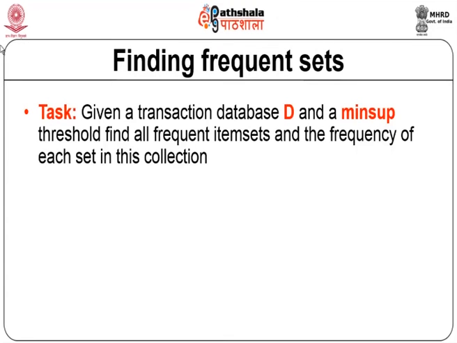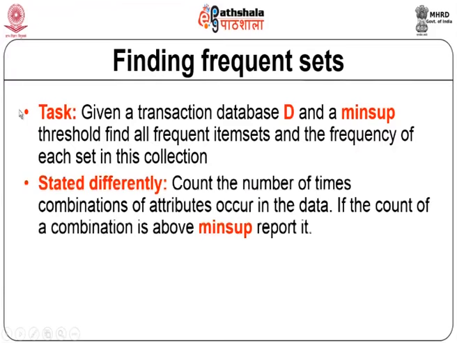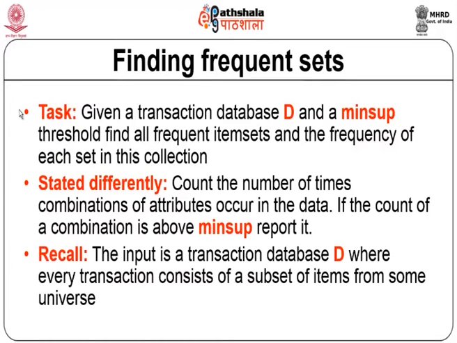Now, the task here is, given a transactional database D and a minimum support S, which will act as a threshold, to find the frequent item sets and the frequency of each set in the data collection. We are going to count the number of times a combination of certain attributes occurs in our data set. If the count of this combination is above the minimum support, then we consider that to be a frequent item set. So, the objective is to identify item sets that are frequent in nature.